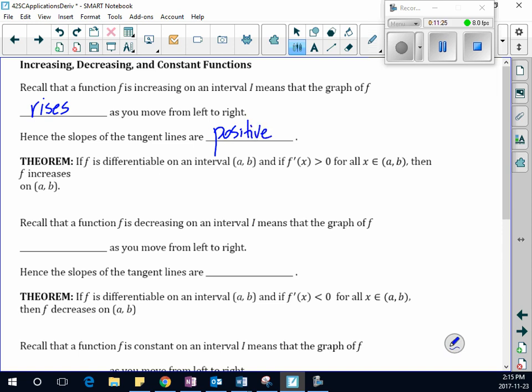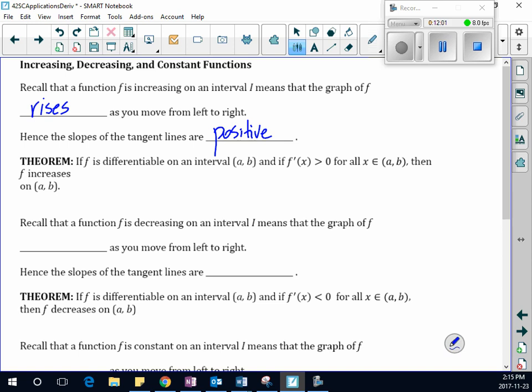So here's your first theorem that basically tells you that if f is differentiable on open interval AB, and if f prime of x is greater than 0, or positive, meaning the slopes are positive for all x between that interval, then f increases on AB. So it's basically saying what you visually see if you think about a line. If it's rising from left to right, all the slopes on there are positive.